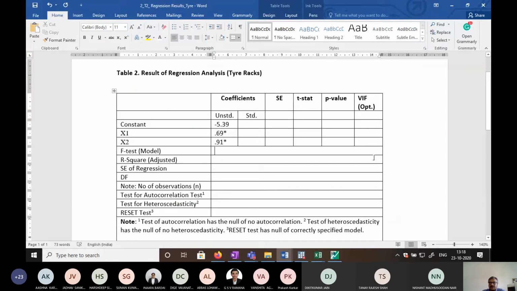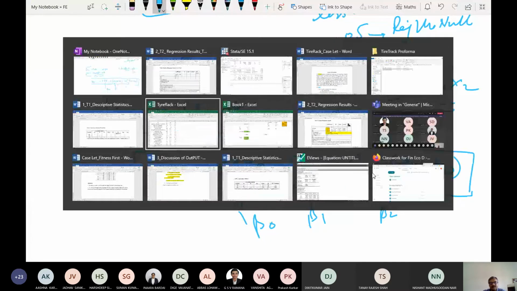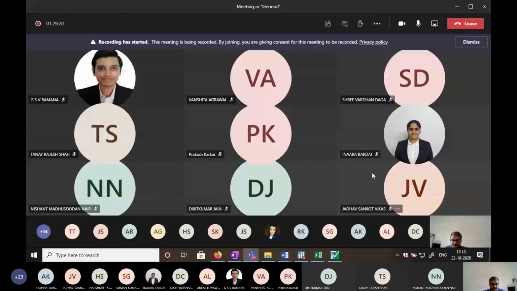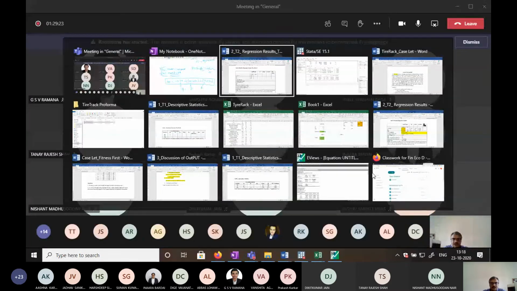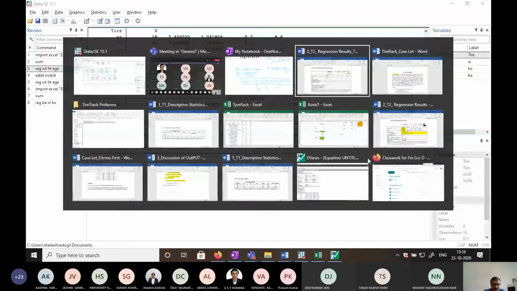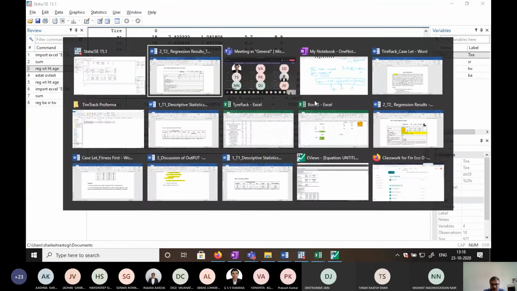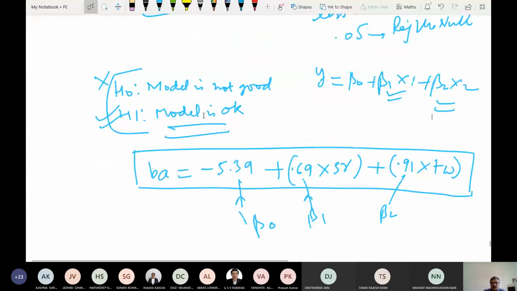So this is the discussion. Does anyone have any point on which you want clarification? So coefficient analysis is completed. Anyone? Coming to the latter part, the three things. If you look at the table, we have to find the f-test. I have just talked about the f-test. The f-test is 102.41. Significance is 0.00. Model is okay.